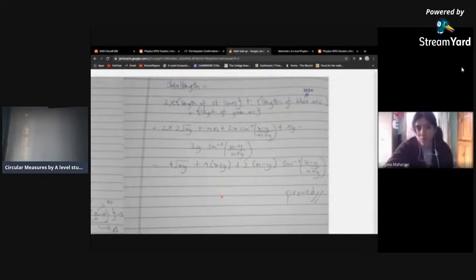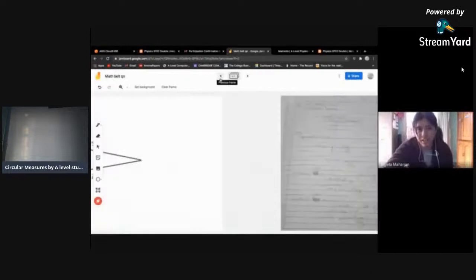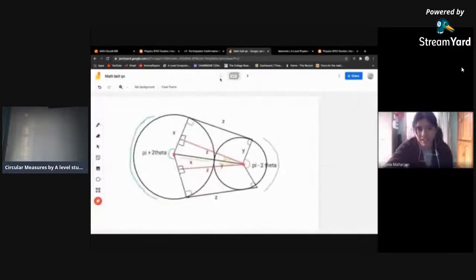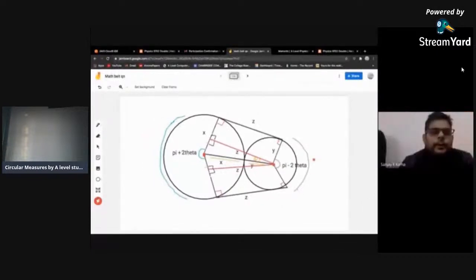So if it was too much to take at the time, find the length of this line, this arc length, and add it up. Okay? So you found the perimeter, yes? Yes, sir.